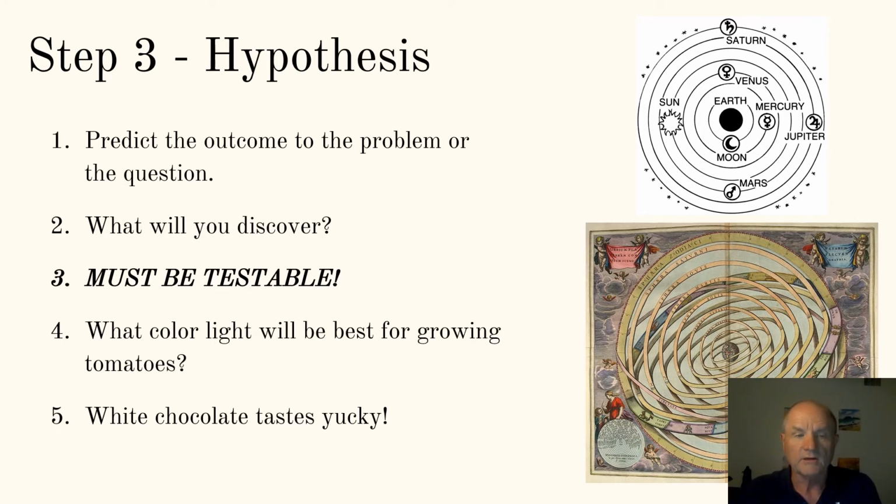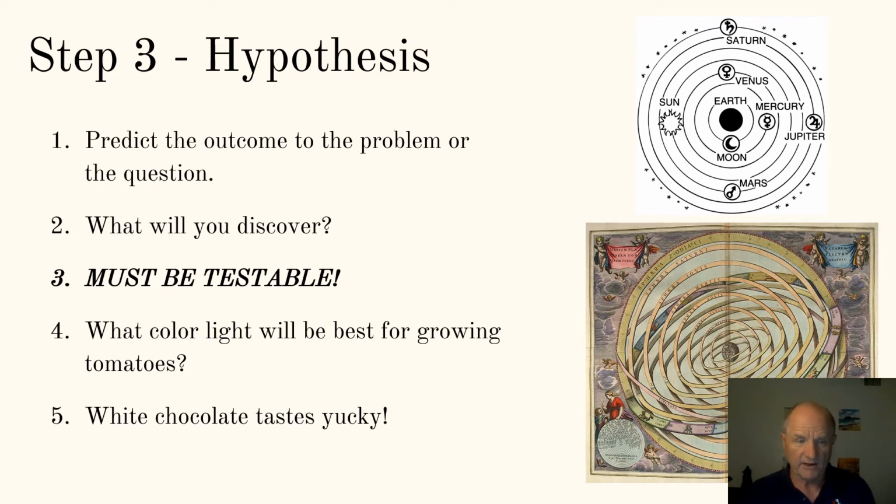Number 4, what color light will be best for growing tomatoes? That was in the example on the test. That's an easy one to figure out. You just set up the experiment, you set up the different pots with the different colored lights, you watch them grow for a couple of weeks, and you see which one grows the farthest. It's pretty easy to test.